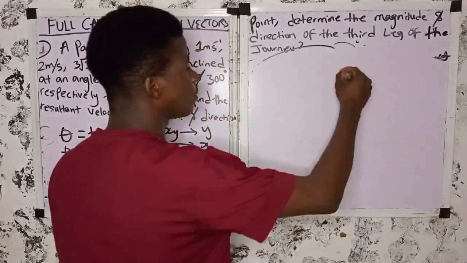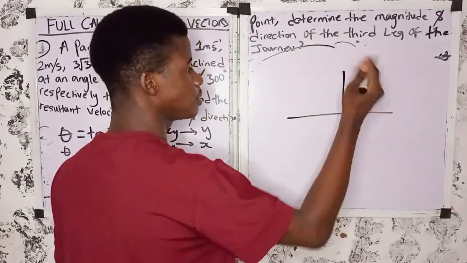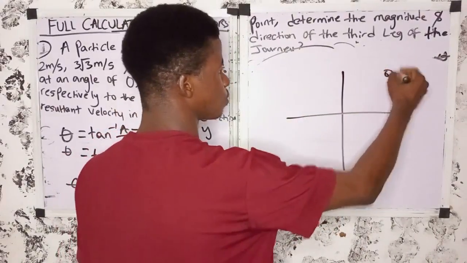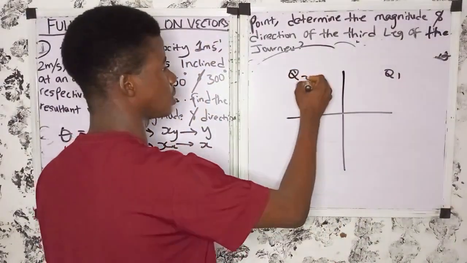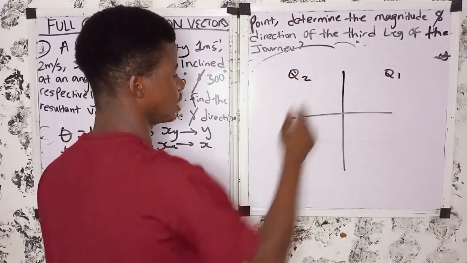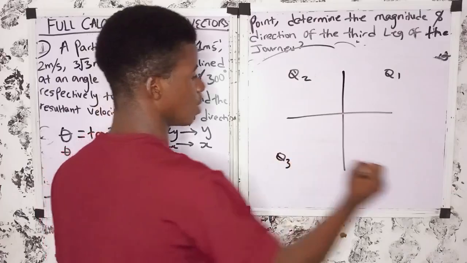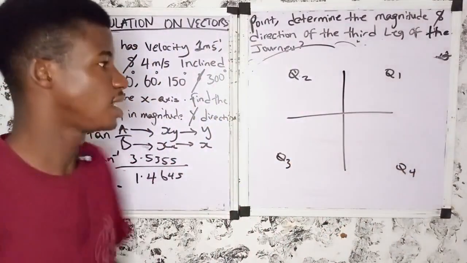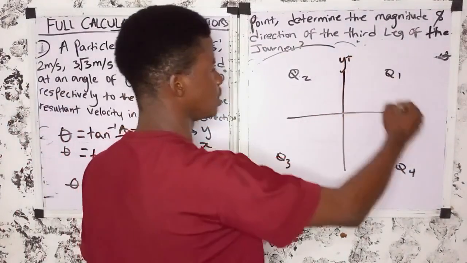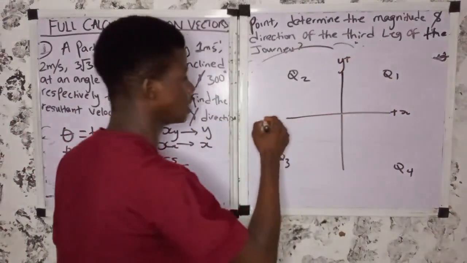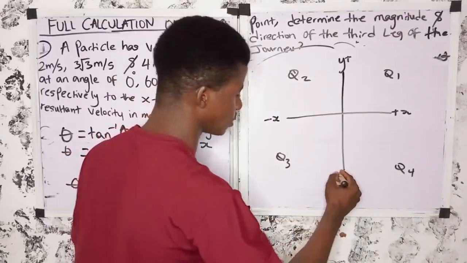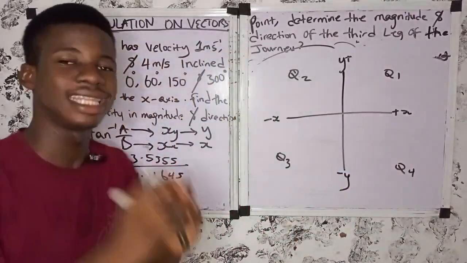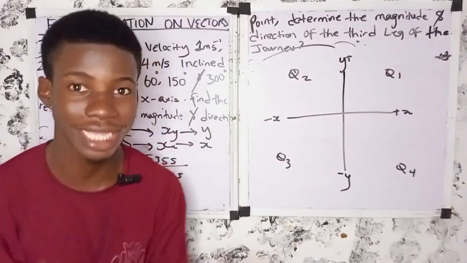Now it's all about the four quadrants. This part is known as the first quadrant. This part is known as the second quadrant. This part is known as the third quadrant, while this part is known as the fourth quadrant. Right? Now remember, this is positive y, this is positive x-axis, this is negative x-axis, this is negative y-axis. This part is very important.